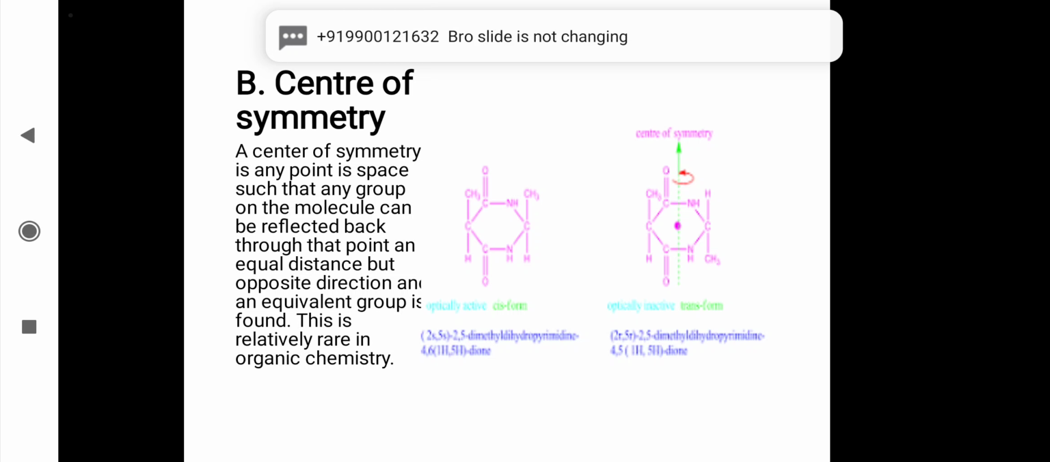The center of symmetry is any point in space such that any group on the molecule can be reflected back through the point an equal distance but in the opposite direction, and an equivalent group is found. This is relatively rare in organic chemistry. So center of symmetry is relatively rare. It is like equidistance: everything is the same distance from the middle. All the atoms and groups have the same distance from the middle. So the middle is the center of symmetry.